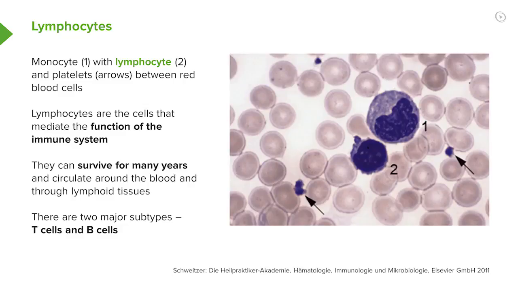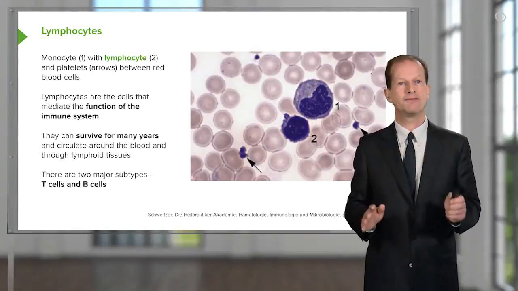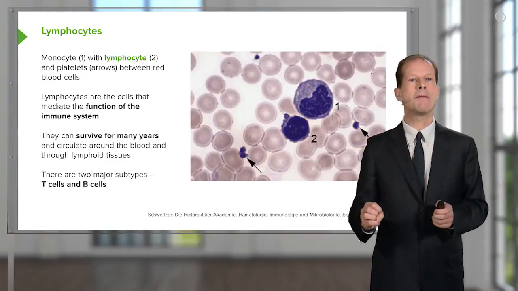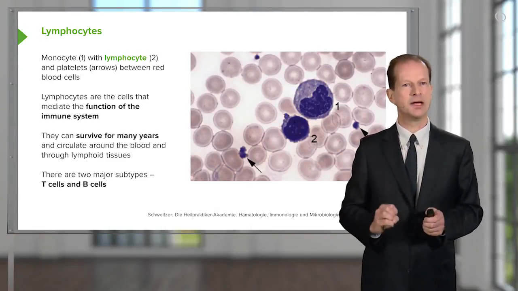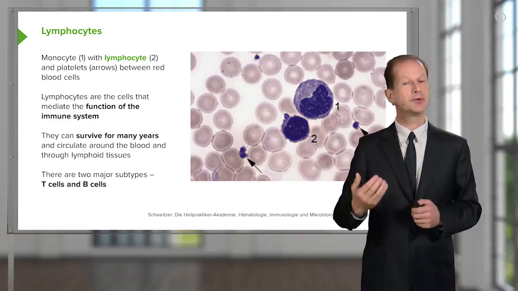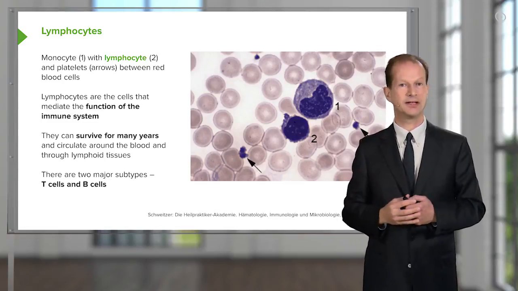Let me introduce the first type of white cell, the lymphocyte. That's shown as number 2 on the slide on the right. You'll immediately see the very large nuclear to cytoplasmic ratio and the dark blue staining of the nucleus. You'll also see some red cells and small platelets. Now, lymphocytes are the cells that mediate the function of the immune system, particularly the adaptive immune system that makes antibodies and also can kill virally infected cells.